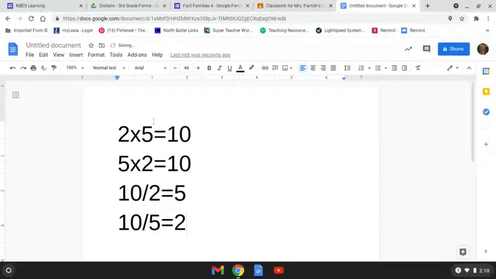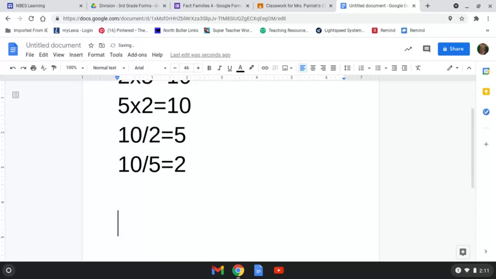Okay, so that's how your fact families with multiplication and division work. You've got your factors and your product here, and you can flip them around, and this becomes your dividend, your divisor, and your quotient, okay? And that's going to give you all the members of your fact family. I'll give you one more example.